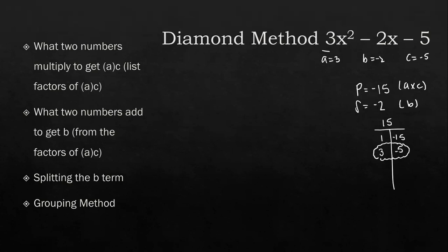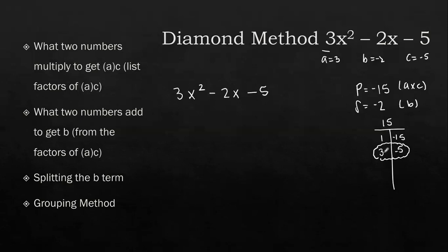Now, back in what we did last class, we were done at this point, right? Oh, x plus 3, x minus 5. But this is different because our a is greater than 1. I have a little bit more to do. So I'm going to write out my trinomial again. 3x squared minus 2x minus 5.